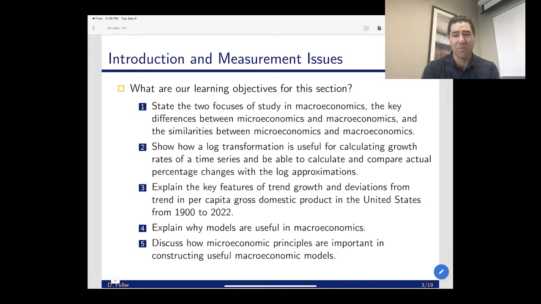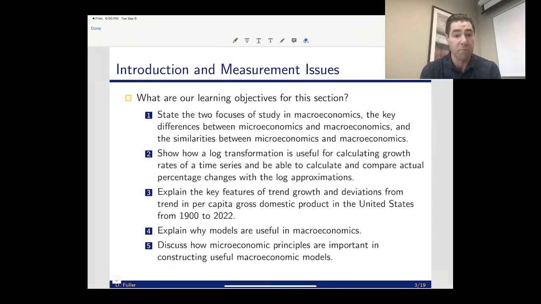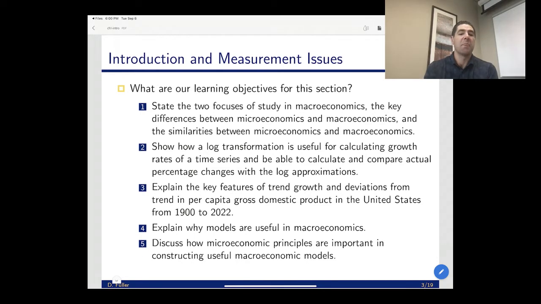Then in learning objective 2, we're going to get into a little bit of technical aspects, looking at how we can calculate growth rates using a log transformation, and we'll see what that is. Learning objective 3 is to explain a few key features of what's happened in the United States economy over the past 100 years. Then in learning objective 4, we'll talk about why models are useful in macroeconomics. And learning objective 5 is for you to be able to discuss why our particular approach, which is what we call a micro-founded approach, is useful in constructing models in macroeconomics.